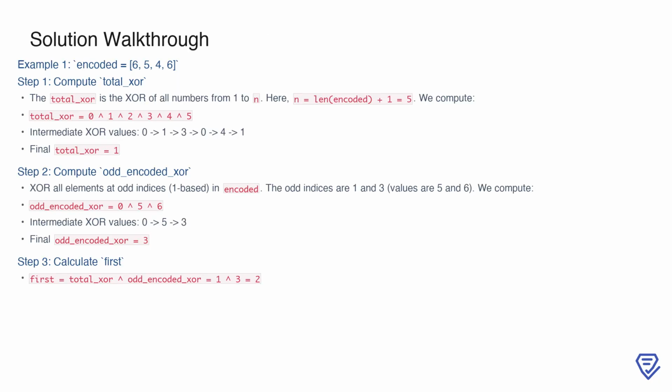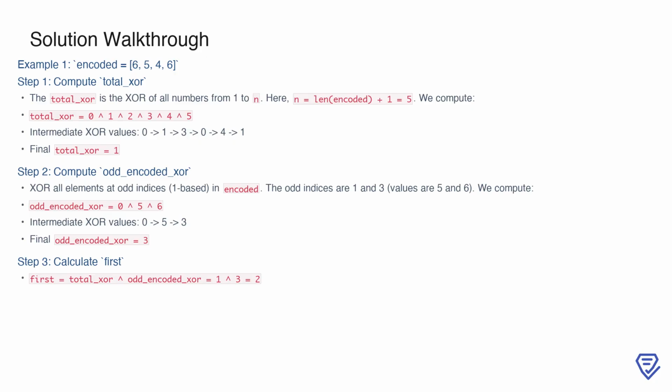To decode the XORed permutation, we start by calculating the total XOR, which is the XOR of all numbers from 1 to n. Here, n is determined as the length of the encoded array plus 1, so n equals 5. We calculate total XOR step by step as follows. Starting with 0, we XOR it with 1, then 2, then 3, and so on up to 5. The intermediate values are 0, 1, 3, 0, 4, and finally 1. Hence, total XOR equals 1.